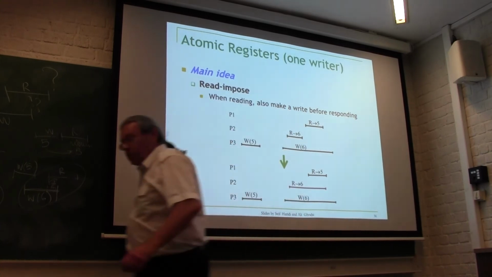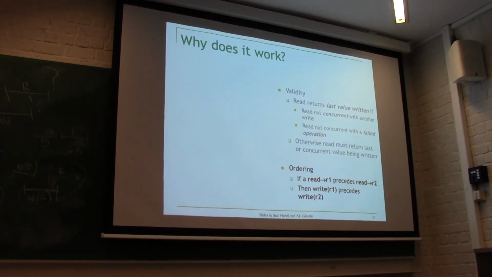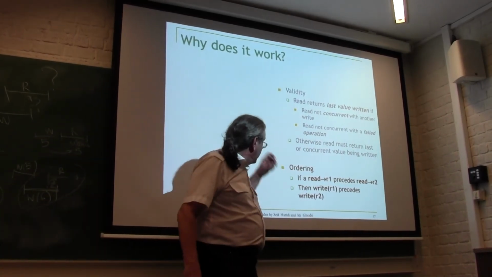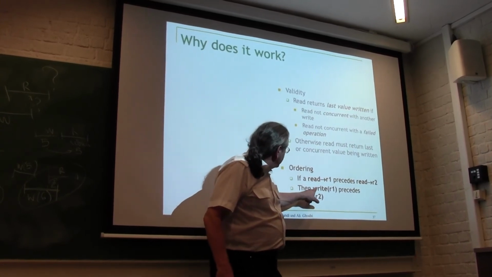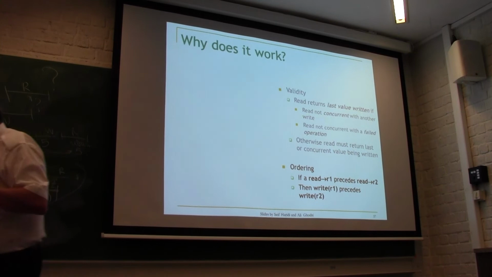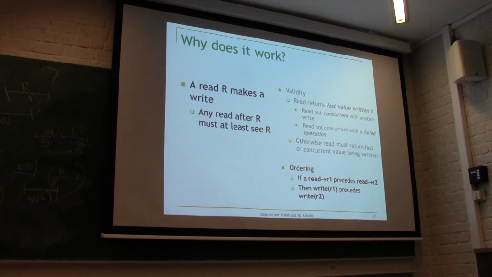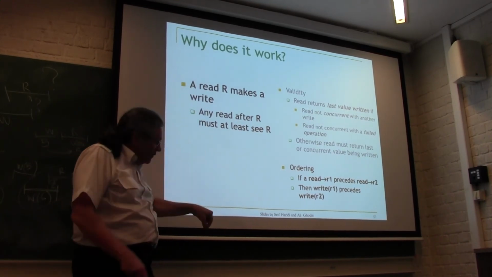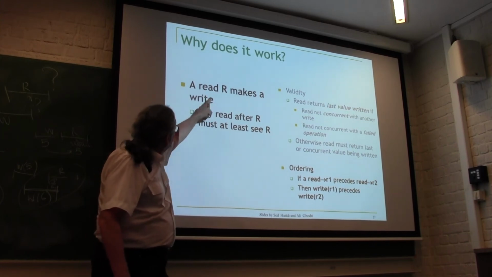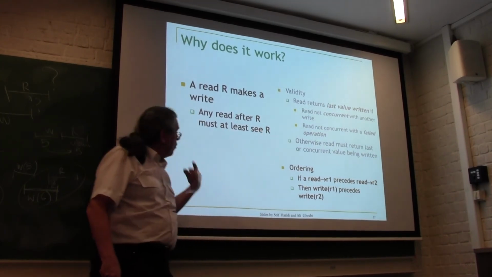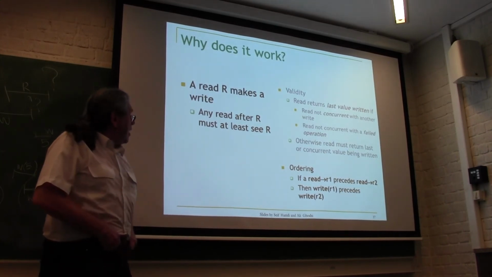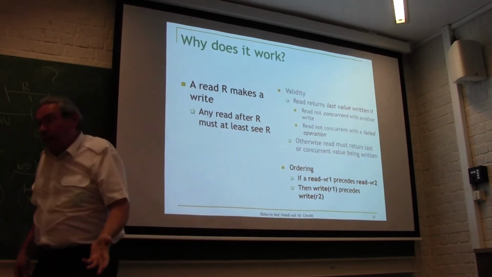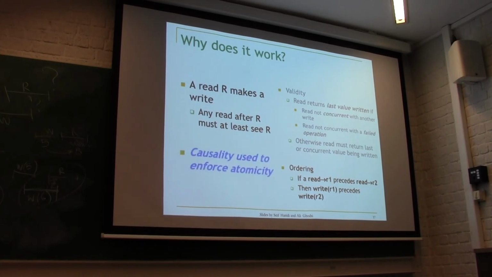This actually uses this condition here. If there's a read before another read, then the write has to be before another one. So the idea is that we force the read to do a write. A read internal to the algorithm makes a write. That means any read after that read will at least see what we have written. So it will see R. Adding this to the algorithm fixes things.